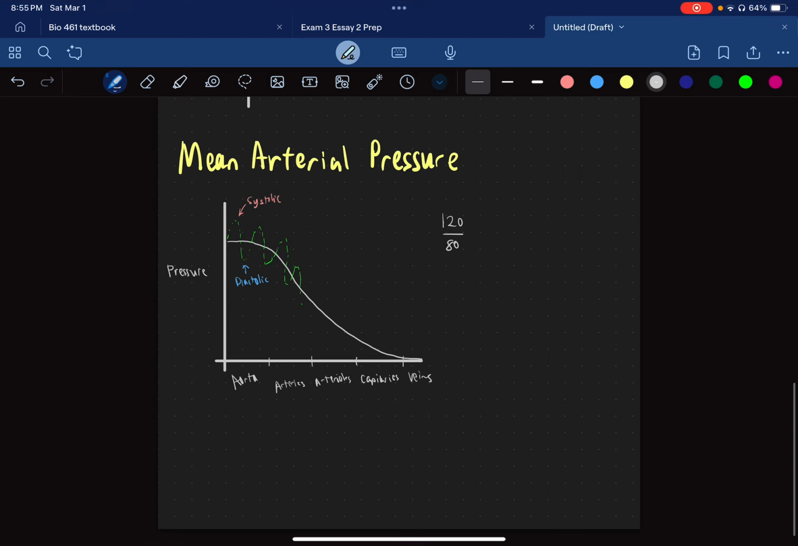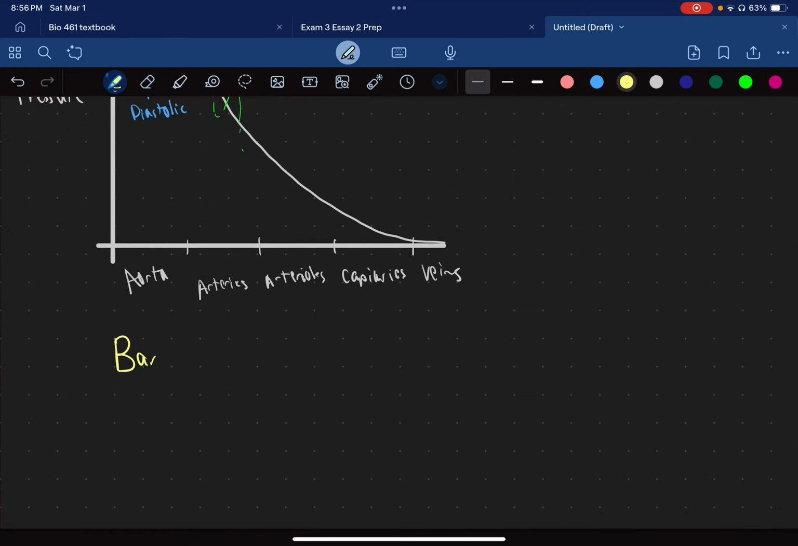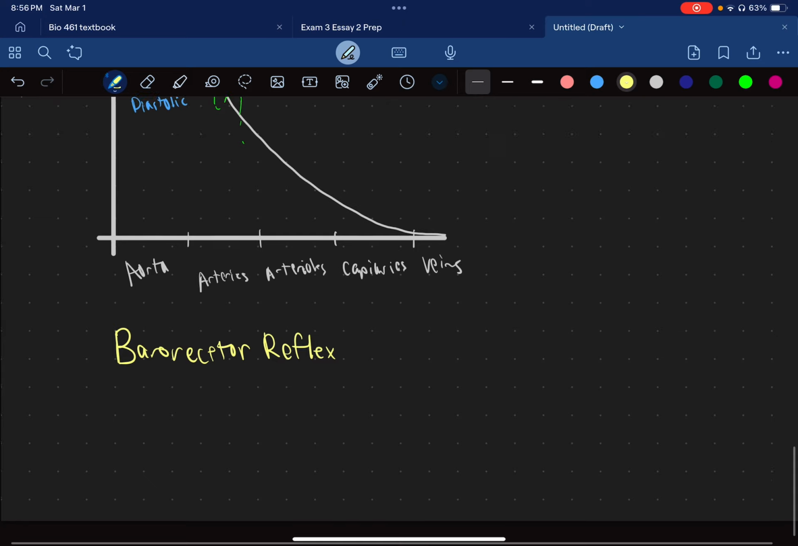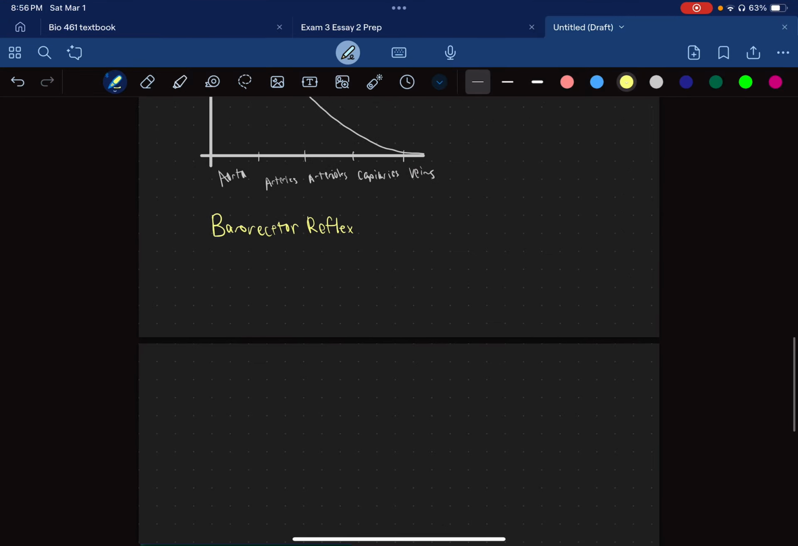And one of the ways that we're able to regulate this blood pressure is through something called the baroreceptor reflex. The baroreceptor reflex, its job is to make sure that there's sufficient blood pressure to ensure blood flow to all of the body, all of the organs. And it's a feedback loop, so there's going to be 5 components like usual.